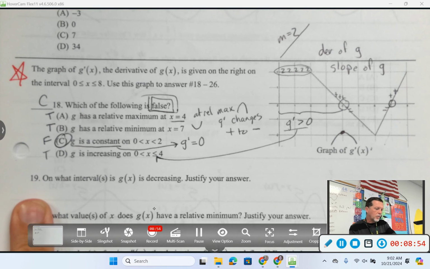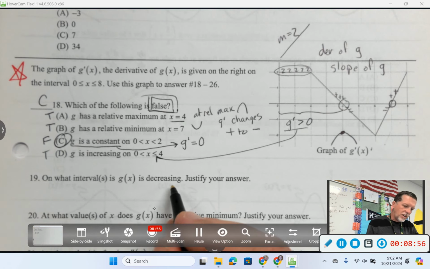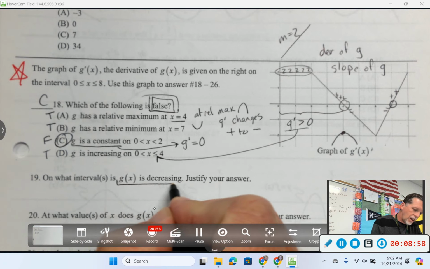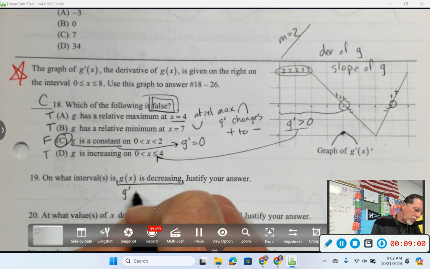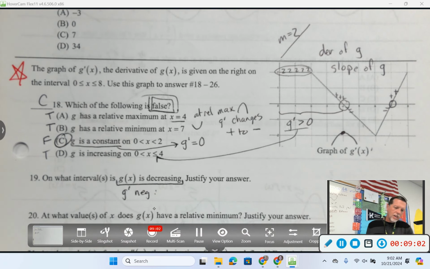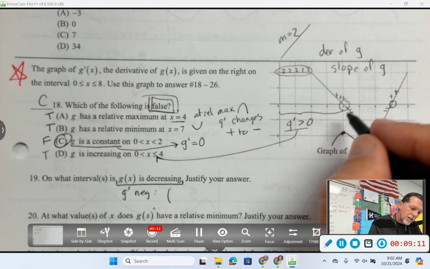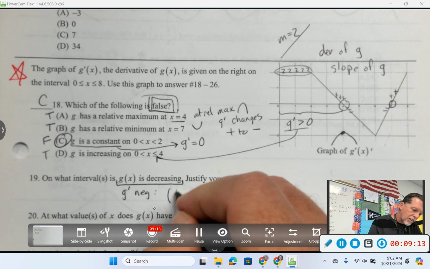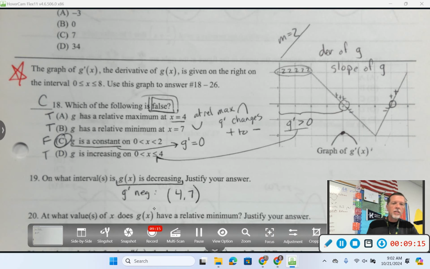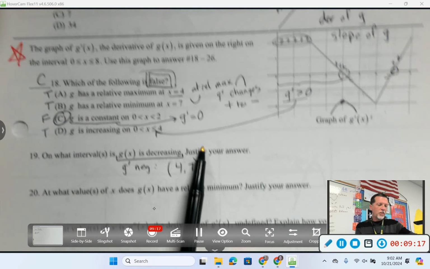Number 19. On what intervals is g decreasing? G is decreasing where g prime is negative. So again, be careful what you're looking at. Where is g prime negative? From what to what? 4 to 7. And that's all you need for justify.